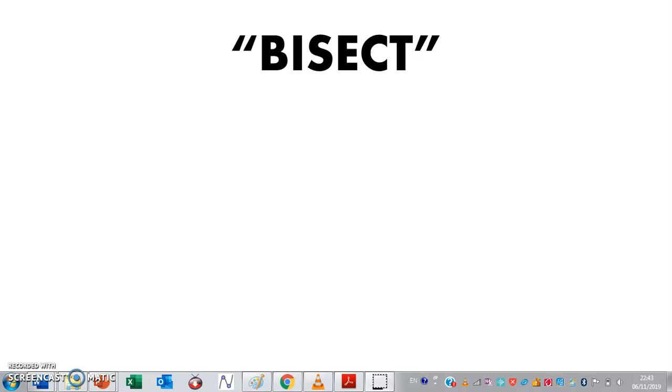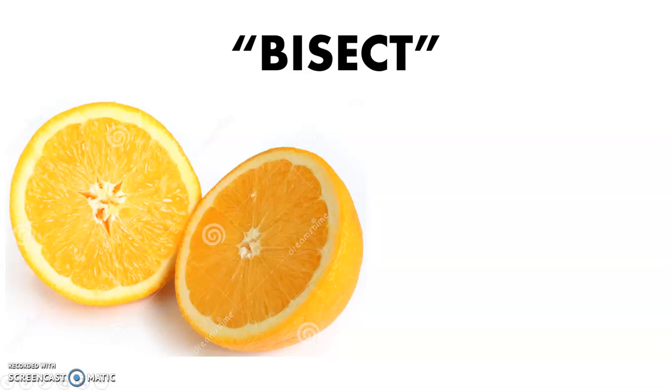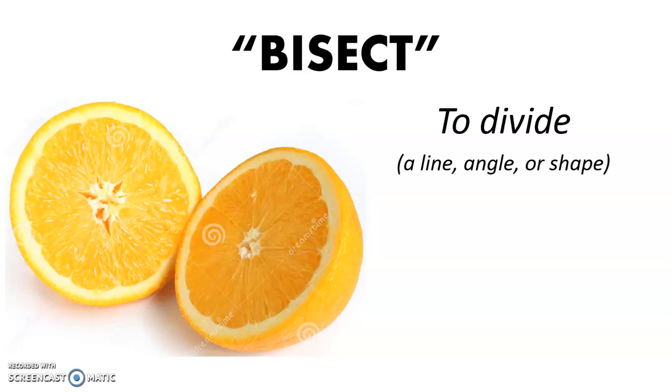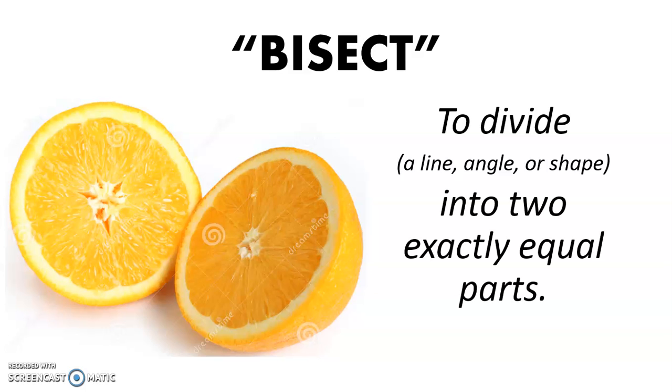Okay, so to help you a little further, I'm going to say this orange is bisected in half. So now what do you think bisect means? Bisect means to divide a line, angle, or shape, so basically anything, into two exactly equal segments or parts. So I've cut this orange directly in half, so I have bisected this orange.